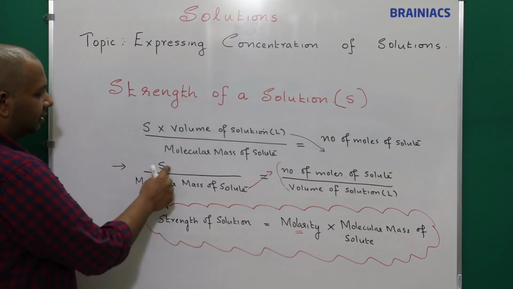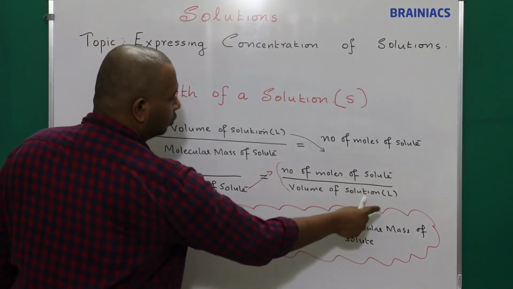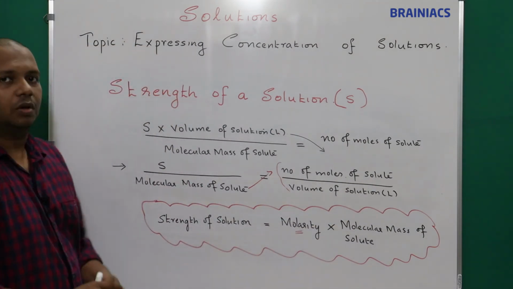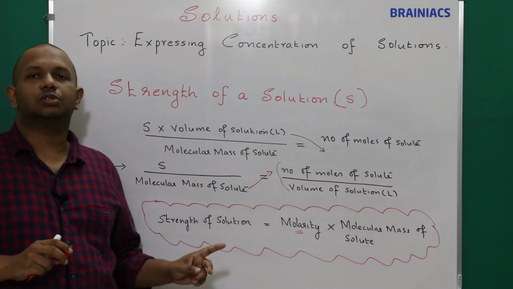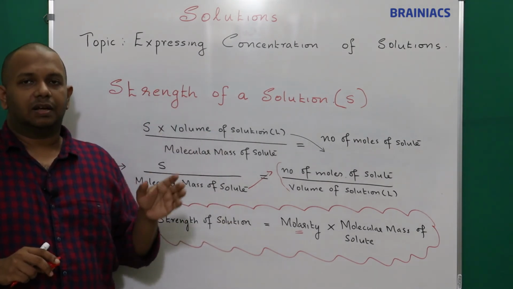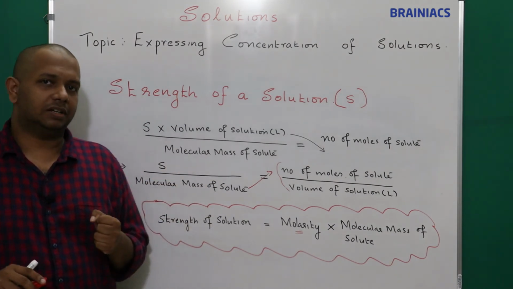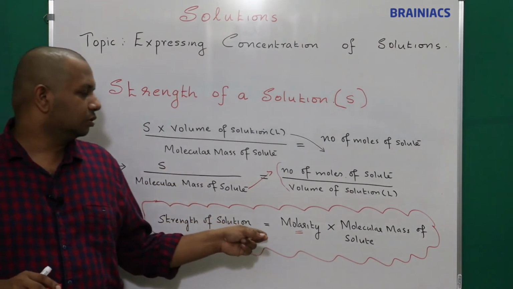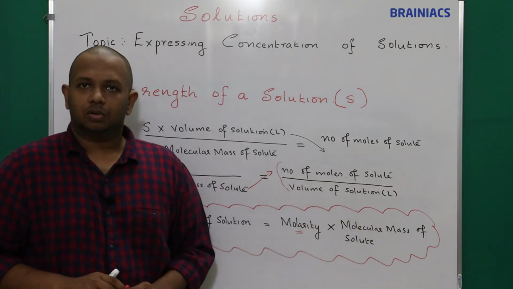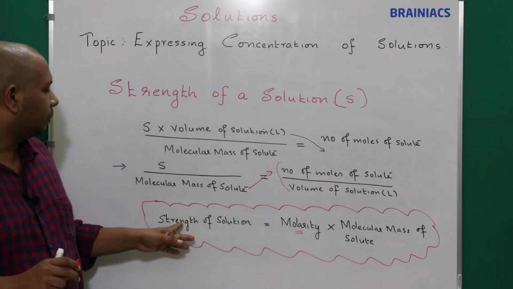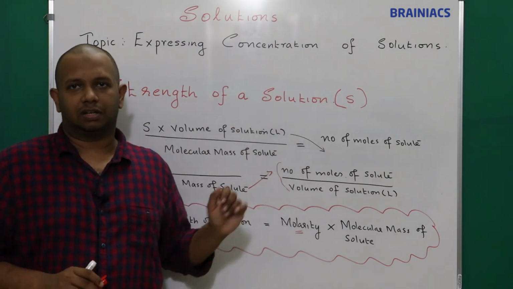So as such we can say that strength of the solution can also be written as molarity into molecular mass of the solute. So we have now learned two formulas. One is the strength of the solution is mass of the solute in grams divided by volume of the solution in liters. Another formula is strength of the solution is equal to molarity multiplied by molecular mass of the solute. Similarly, we can also represent strength of the solution in terms of normality, that we will see next.